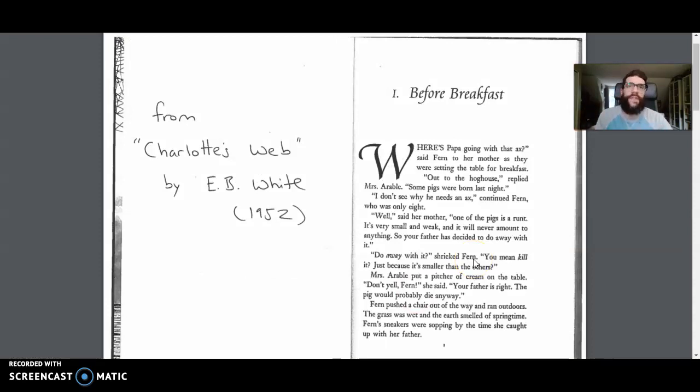You may have to read more to get thematic pieces, but being a children's book, and that's why we use this as the first example, I think a lot of information is right off the top. We go on, and we'll just stick with the first page here, right? "Do away with it," shrieked Fern right here. "You mean kill it just because it's smaller than the others."